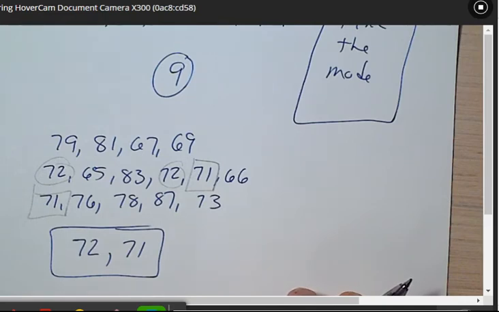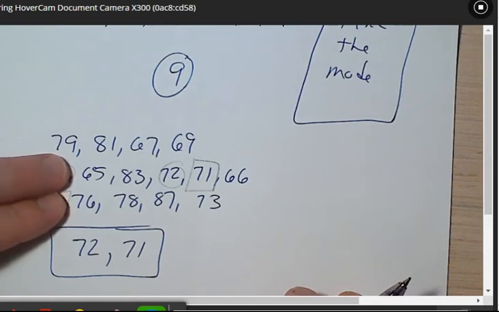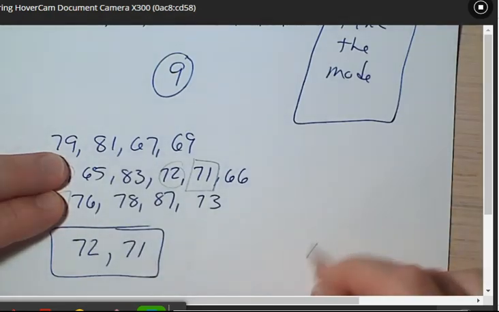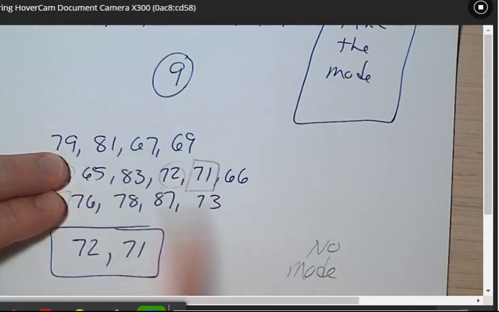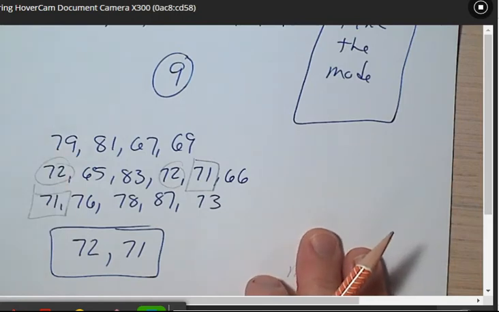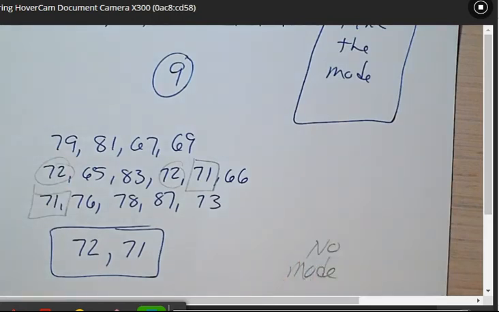Now if we want to do a what-if here, if we had taken out these 72s and 71s, and you had a list where nothing shows up twice, everything occurs just one time, that's where you would say there is no mode. So if we took out these 2 numbers that were the repeats of the 72 and 71, and this was our list of numbers, you would just say there is no mode there. So for mean, median, and mode, that's pretty much all that they can do for you.